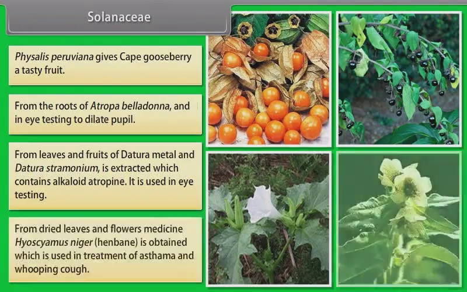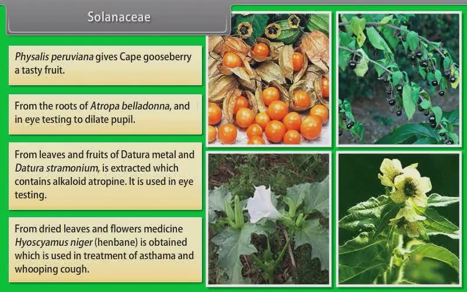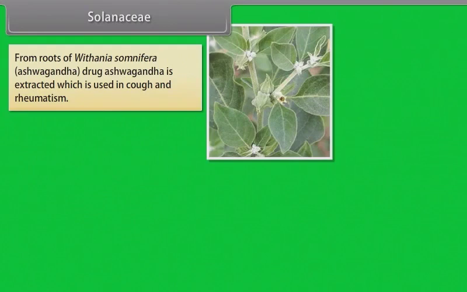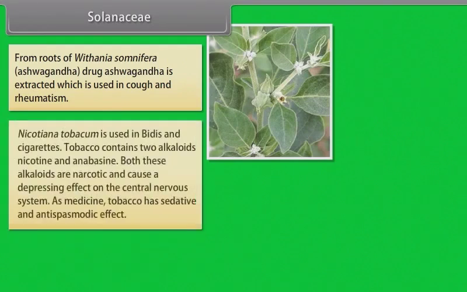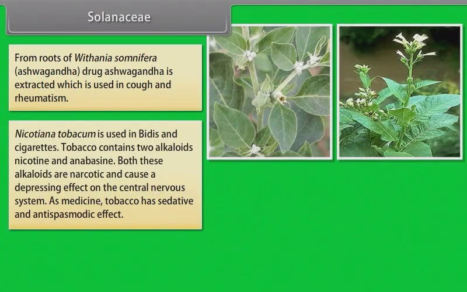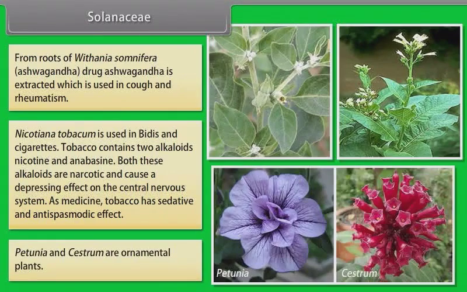From dried leaves and flowers of Hyoscyamus niger, henbane, medicine is obtained, which is used in treatment of asthma and whooping cough. From roots of Withania somnifera, ashwagandha, the drug ashwagandha is extracted, which is used in cough and rheumatism. Nicotiana tabacum is used in bidis and cigarettes. Tobacco contains two alkaloids, nicotine and anabasine. Both these alkaloids are narcotic and cause a depressing effect on the central nervous system. As medicine, tobacco has sedative and antispasmodic effect. Petunia and Cestrum are ornamental plants.